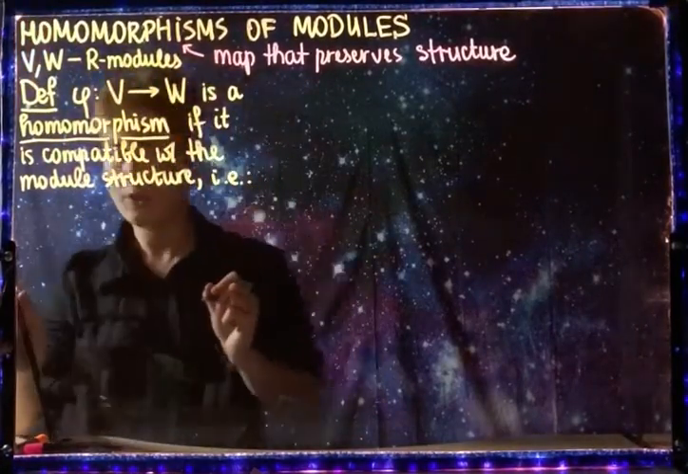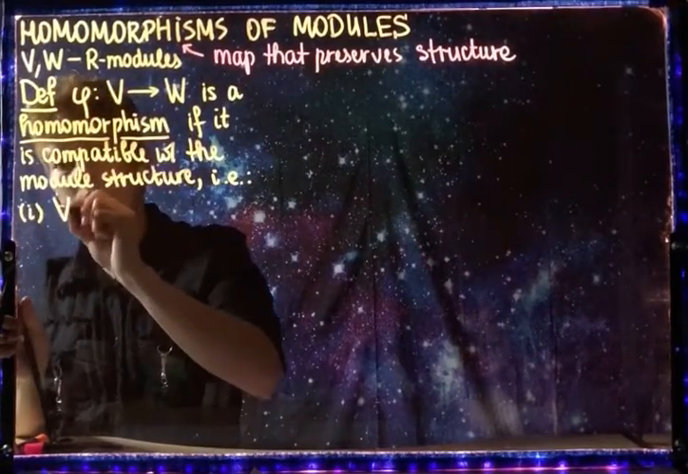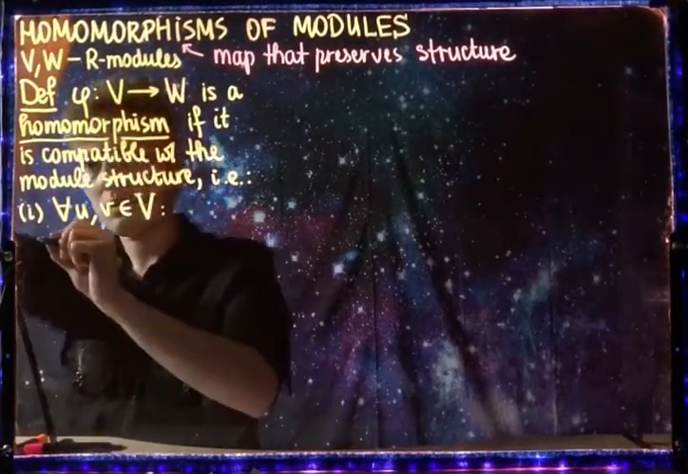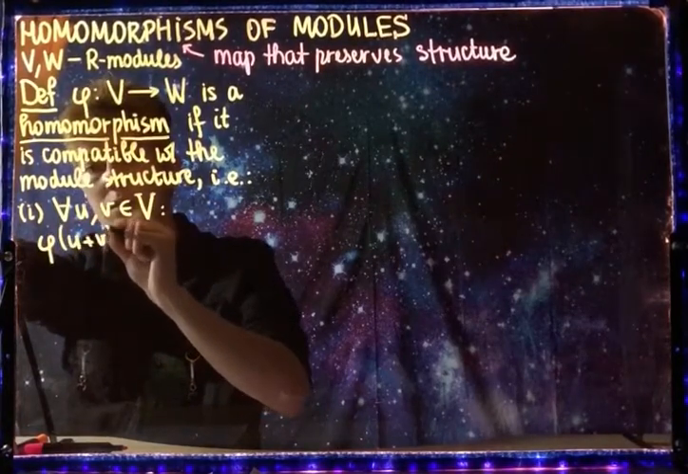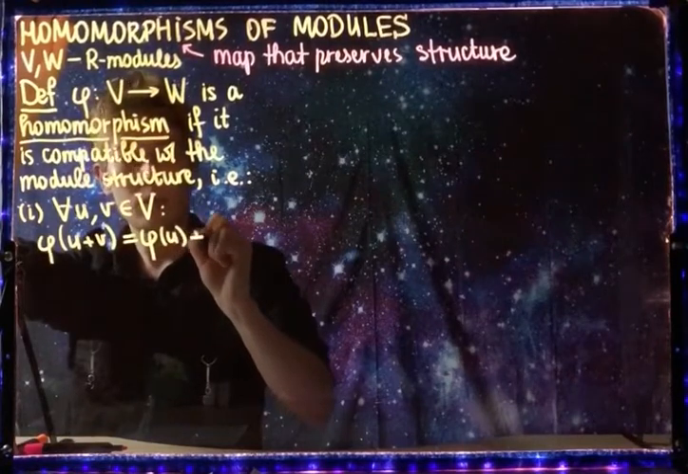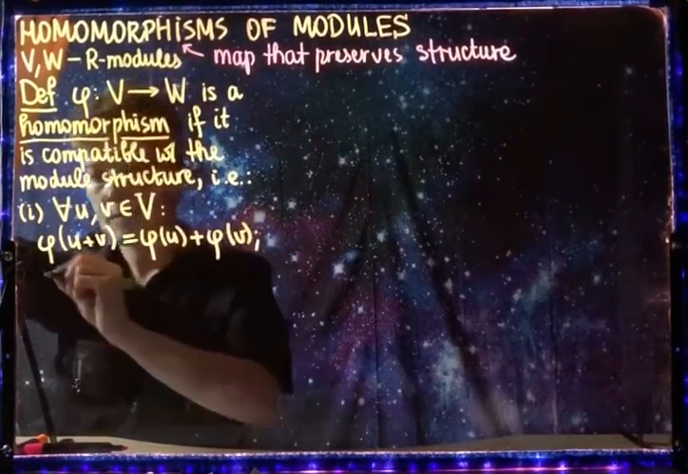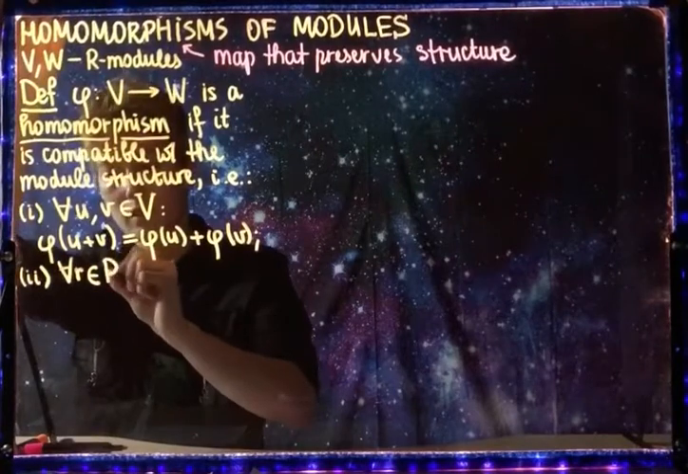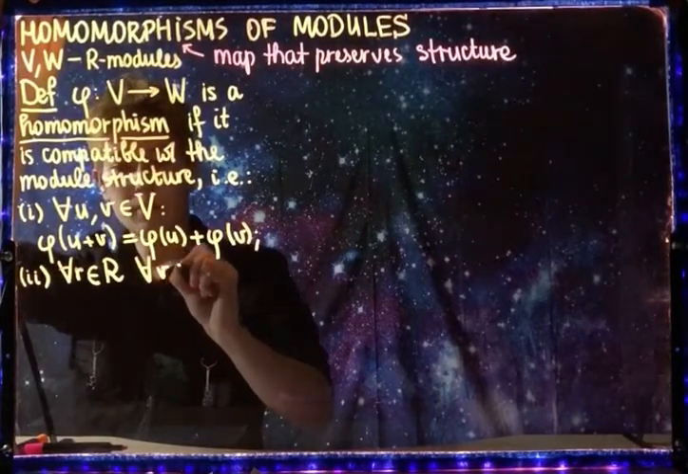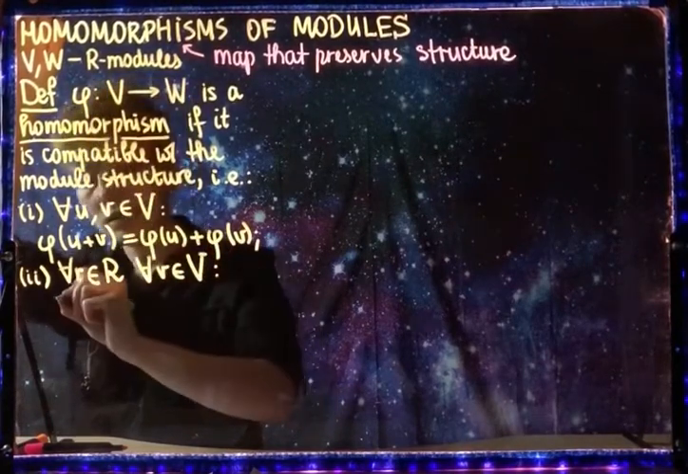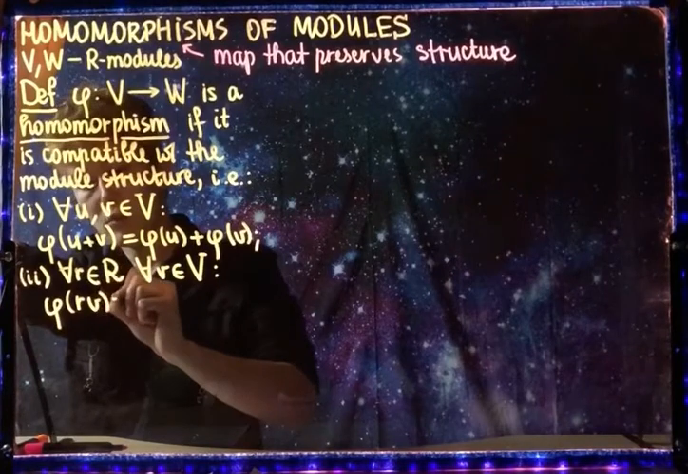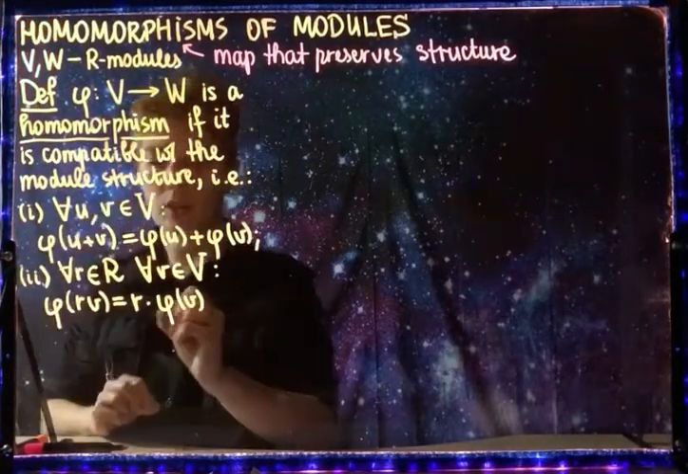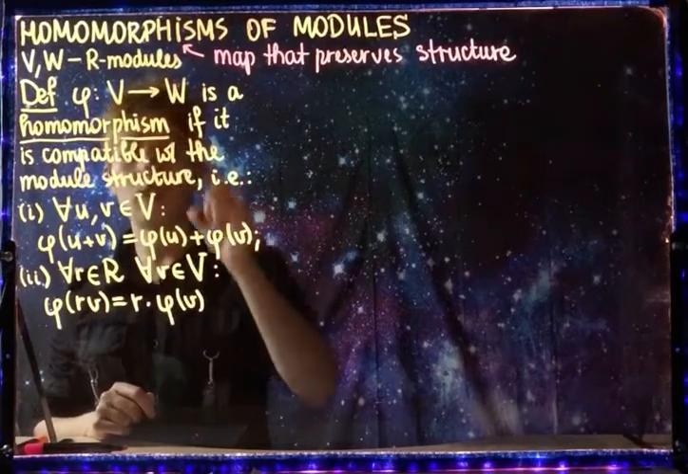More precisely, which structures do I have? So first, addition. So for every u and v elements of the module V, phi of u plus v should be equal to phi of u plus phi of v. And second, multiplication by a scalar. So for every element r in the ring, for every element v of V, phi of r times v should be equal to r times the image of the element v in W. And here we multiply using the module structure on W.